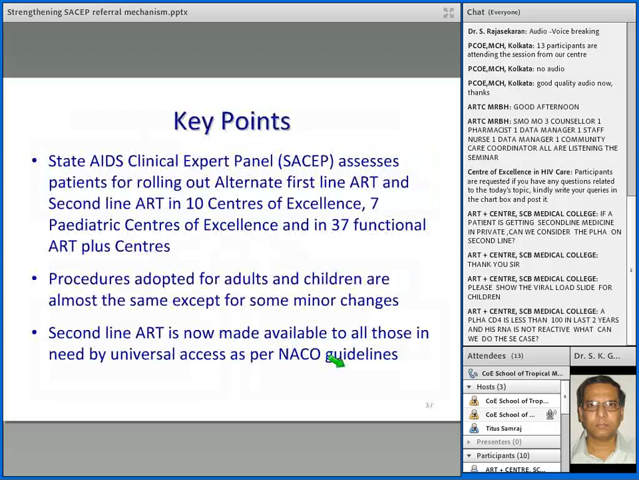And second line ART is now made available for all those who require second line antiretroviral therapy by universal access as per NACO guideline, whether they received first line antiretroviral therapy in the private sector or not, that should not be taken into consideration. The patient has to be registered at the nearest ART center, and the SACEP referral has to be sent to the ART Plus or the COE.